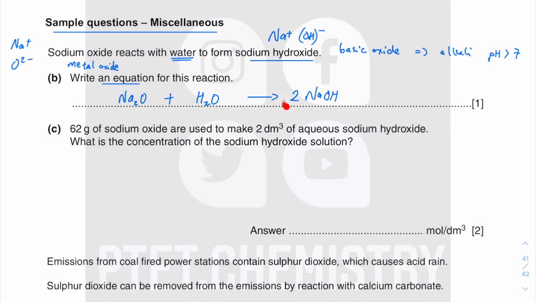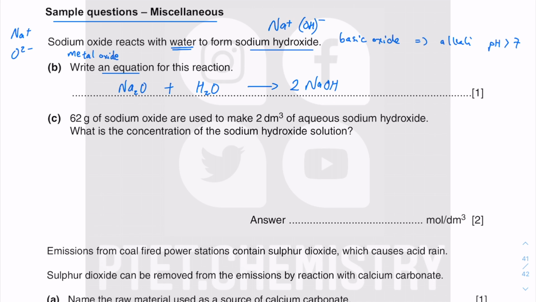I can change the number in front to balance the equation. 2 sodium, 2 oxygen; 1 oxygen plus 1 oxygen, 2 oxygen; 2 hydrogen, 2 times 1, 2 hydrogen. You get the 1 mark just like that. The next bit is on calculations, and you cannot do a calculation without a balanced equation. So it's important that you could do the previous bit.